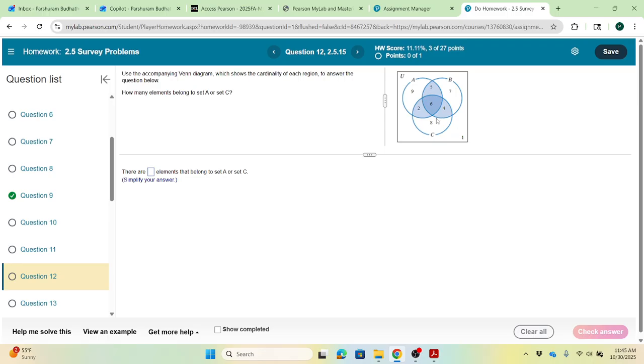Use this Venn diagram which shows the cardinality. So these are the numbers, like 7 means it's the 7 elements are here. It's not 7 as an element, okay? This is the cardinality of each region.